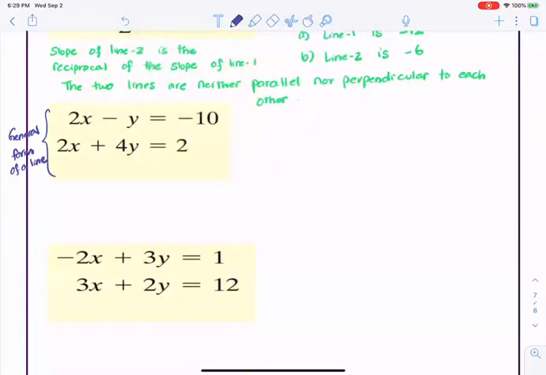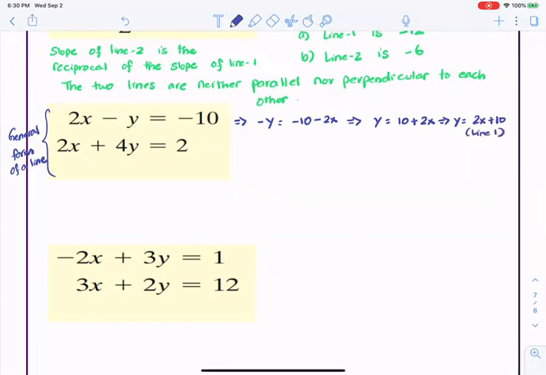So what do we do first? We do a bit of algebra. Move the 2x to the other side. So I have minus y equals minus 10 minus 2x. And multiply by negative on both sides. Negative times negative y is y. Negative times negative 10 is 10. Negative times negative 2x is positive 2x. Which I could write as y equals 2x plus 10. It's the same thing. So that is line 1.